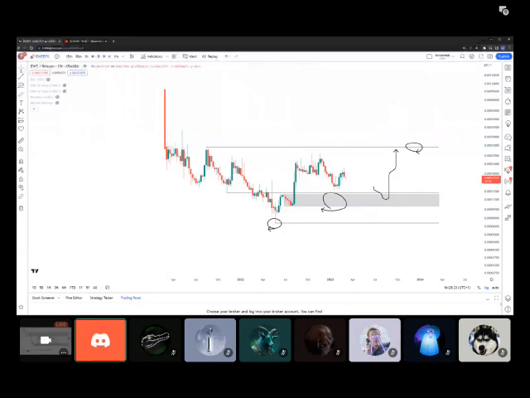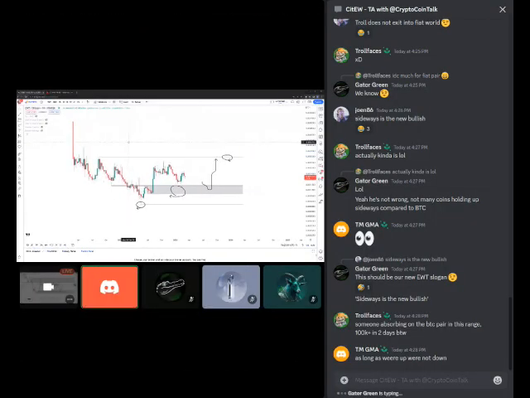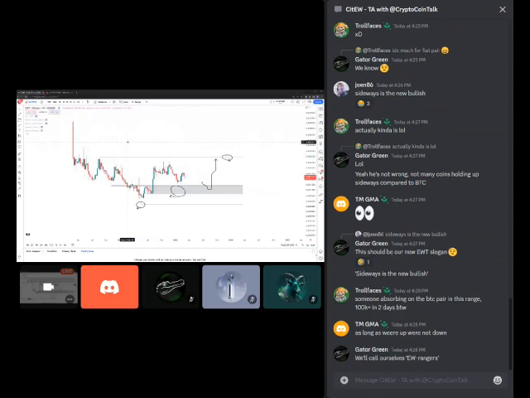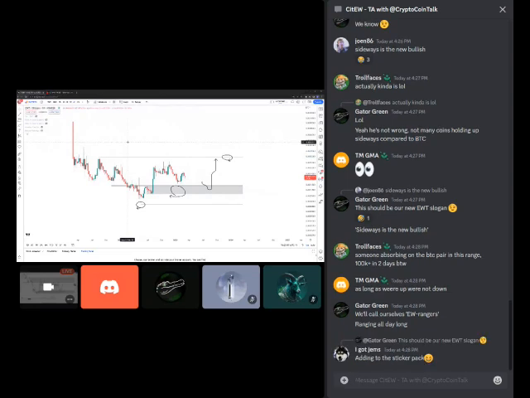And that's good, because it means it's showing strength against Bitcoin. It means it's not bleeding towards zero, for example, just like a majority of the altcoins. So that's a really good sign in my opinion. Awesome.